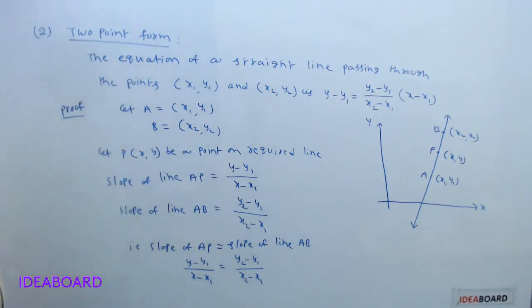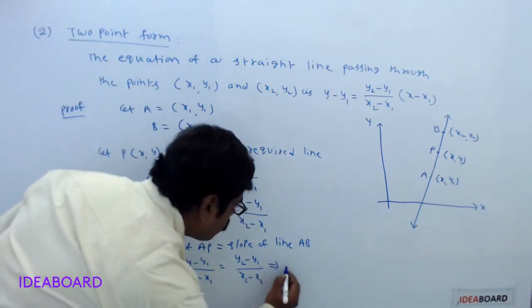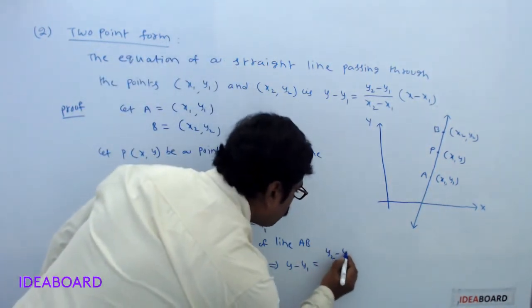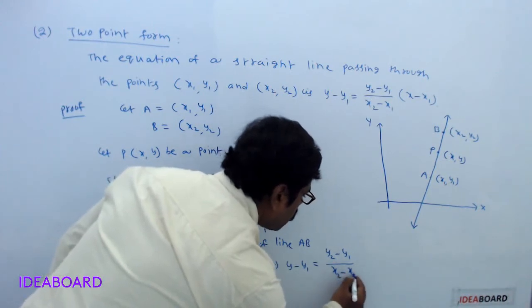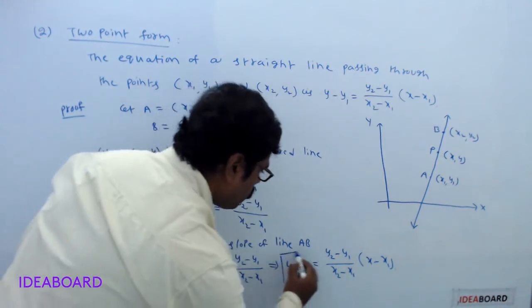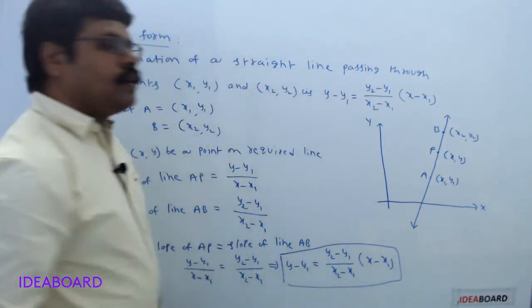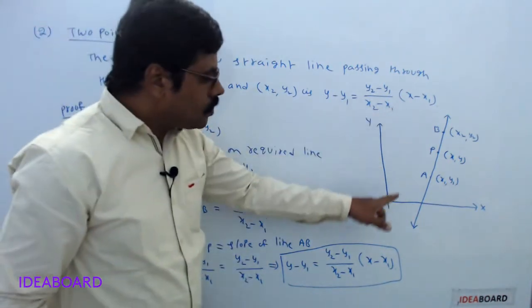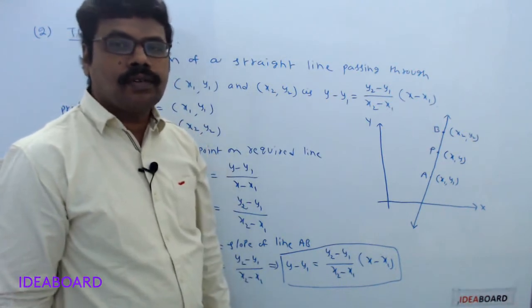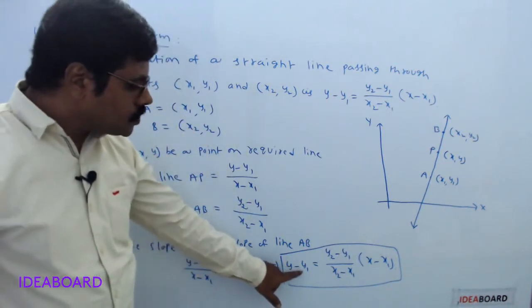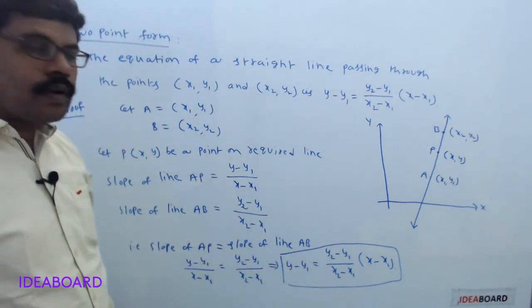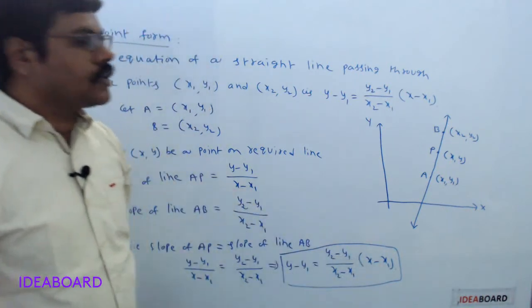Now from this, y minus y1 equals y2 minus y1 divided by x2 minus x1 into x minus x1. Now what is the formula? Equation of a straight line passing through the points (x1, y1) and (x2, y2) is y minus y1 equal to y2 minus y1 divided by x2 minus x1 into x minus x1.